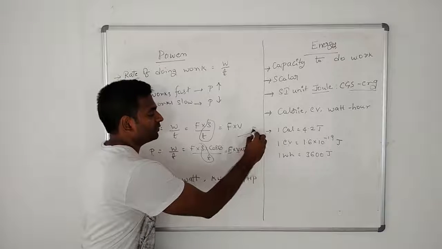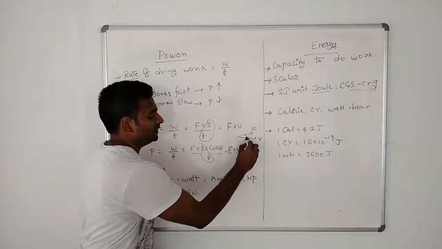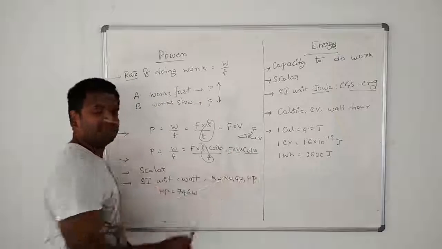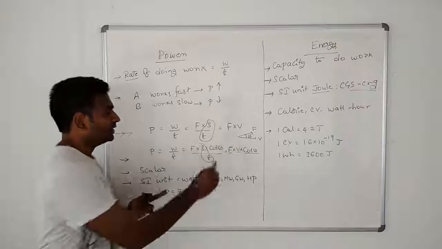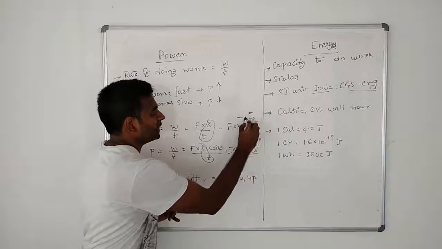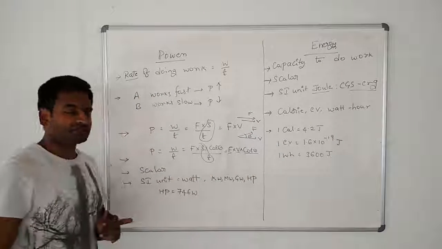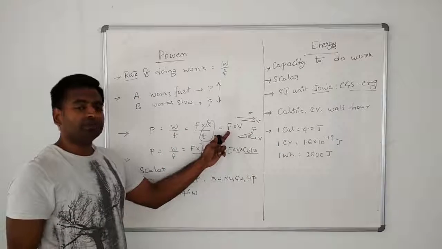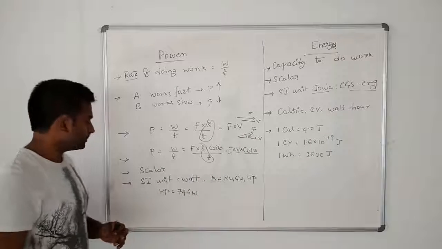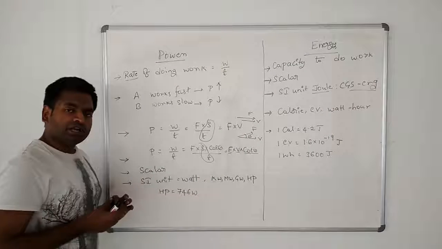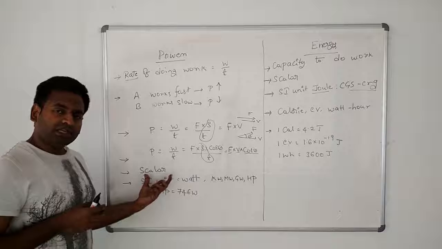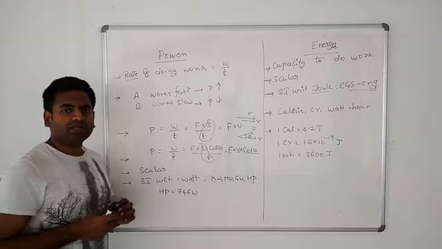So if this is my force and this is my velocity, then F V cos theta is the formula for power. Or if my force and the velocity, both of them are in the same direction, then the formula for power is equal to F multiplied by V. As you understand, the power is a scalar quantity, it is not a vector quantity.